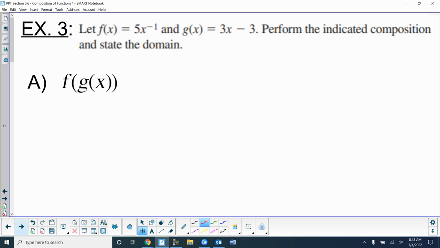No number, just x. Do the same procedure you've been doing. You're just going to simplify. You're not going to get a number answer. Put it in simplest form. Same procedure you just did. You just won't have a number answer. You're just going to have some kind of expression.